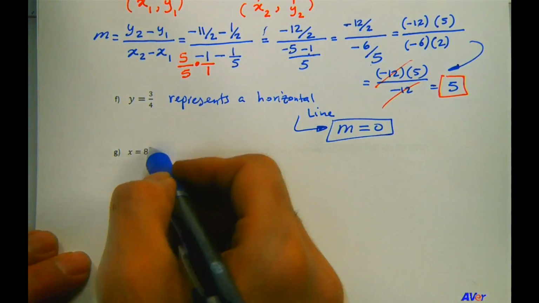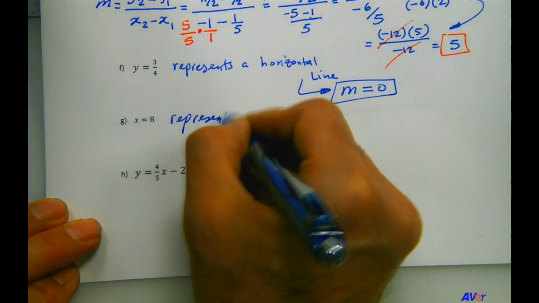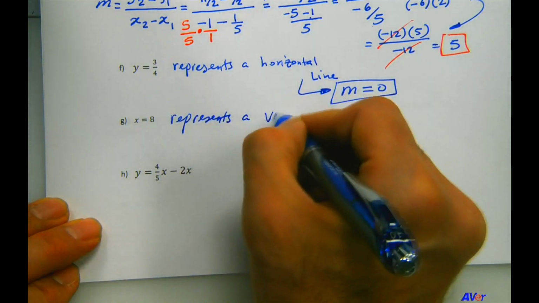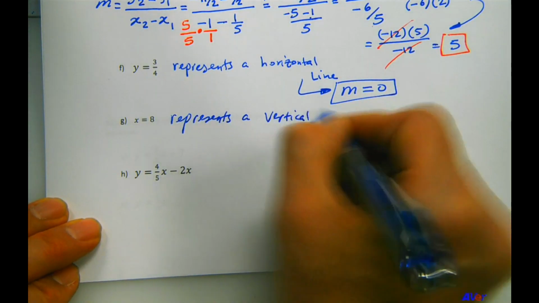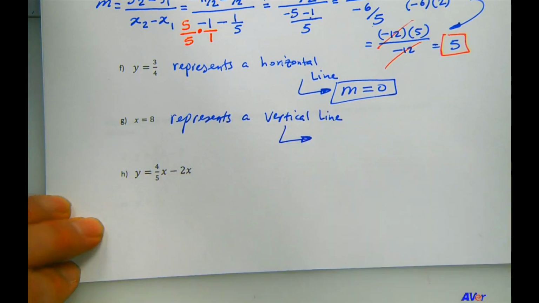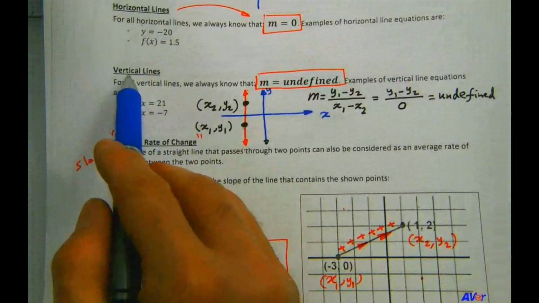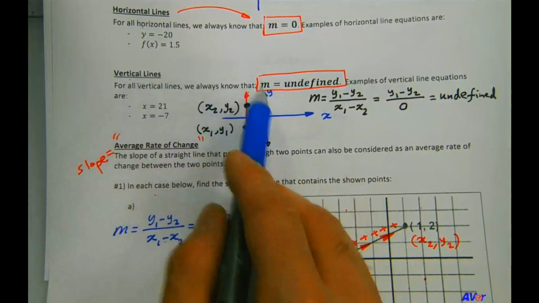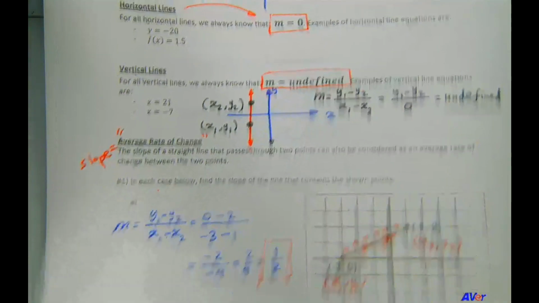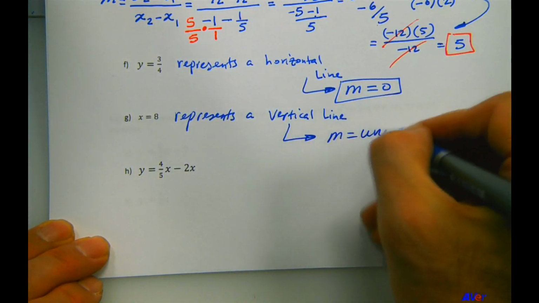x equals 8 represents a vertical line. If it's a vertical line, what did we say about vertical lines? We said that vertical lines, all vertical lines, have an undefined slope. So m is undefined.